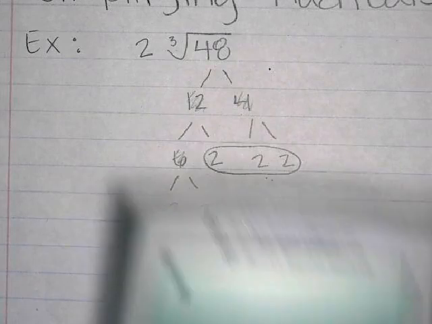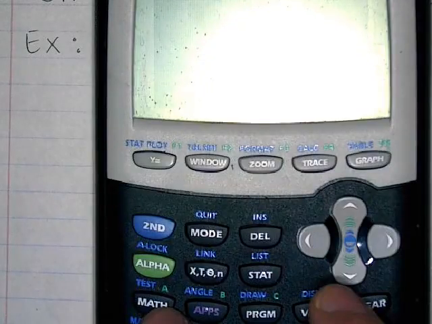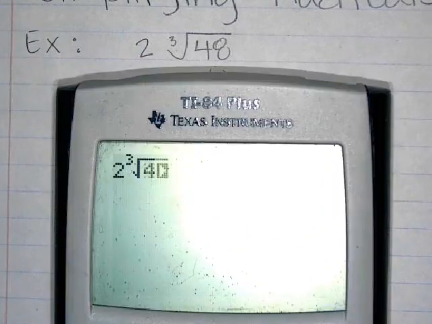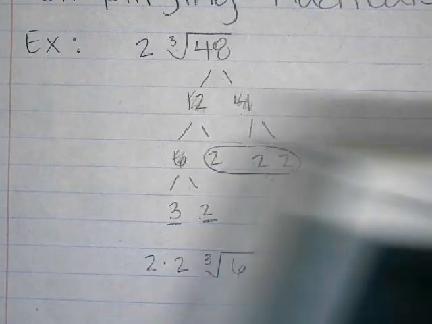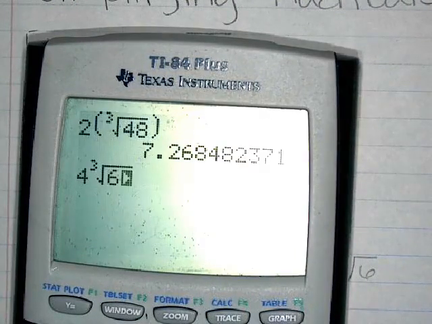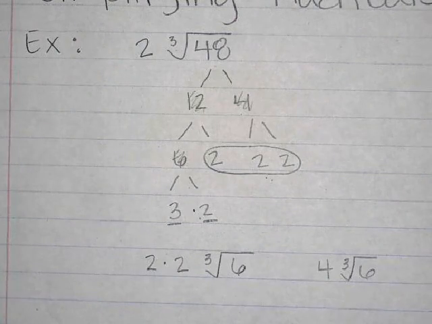If I want to double check this, I could say 2. To get the cube root, I hit the math button, underneath the green button. Cube root is the 4th option. So 2 cube root 48 is the same as 4 cube root 6. Same number, just looks different, simpler. All right, let's try another one.